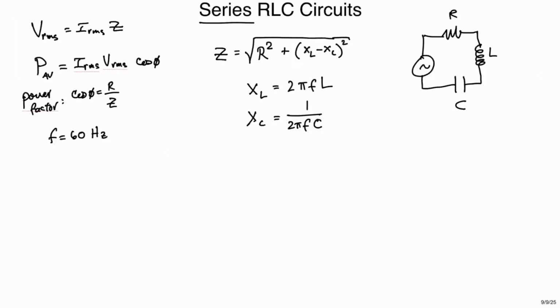All right, so this has units of ohms, this has units of ohms, this has units of ohms. V RMS has units of volts, because it's a voltage. I RMS has units of amps, because it's current. All of that stays. That's nice.